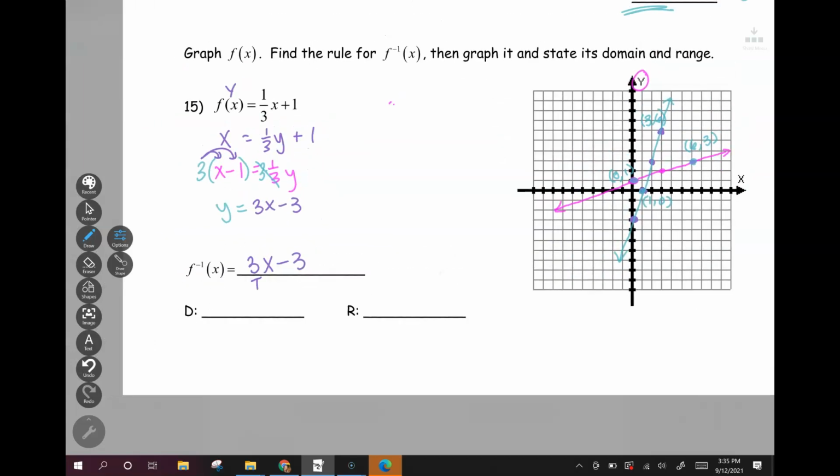Okay. Domain and range, these are both lines, so you see arrows going in both directions. Domain is all real numbers, range is all real numbers. Also, you can tell that the domain is all real numbers because there is no denominator with an x, and there is no square root. So that tells me my domain is all real numbers. And then because I know this is a line, the range is also all real numbers. Okay, let's continue.